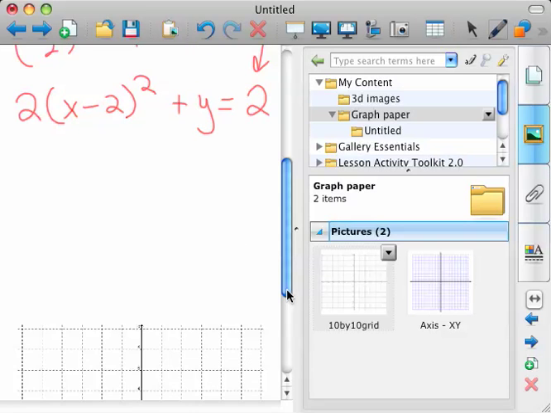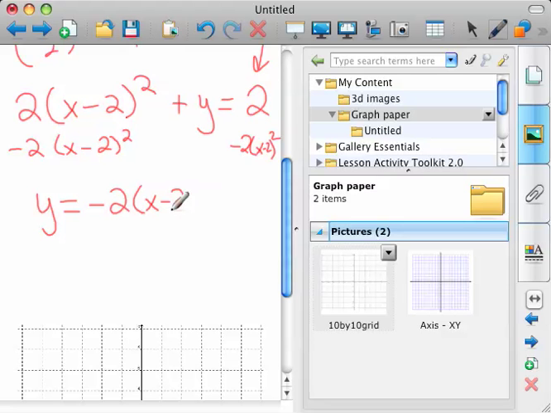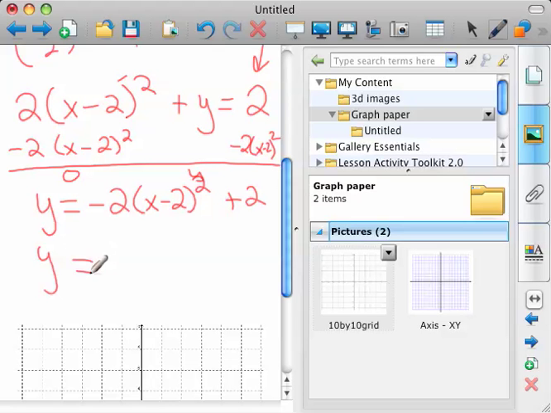And now I'm going to solve this equation for y. So I'm going to subtract this whole group, 2 parenthesis x minus 2 squared, from both sides. And so we're left with y equals negative 2 times (x minus 2) squared plus 2. So we have the equation. I better rewrite it because I just messed it up.